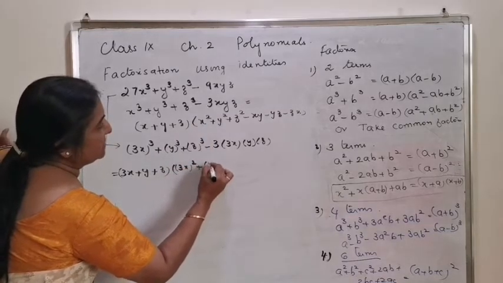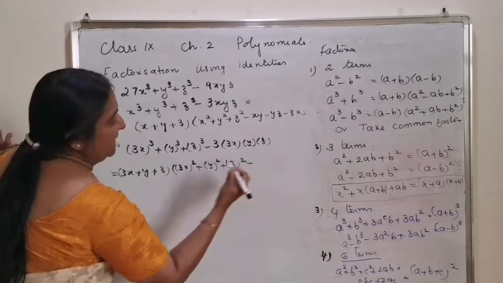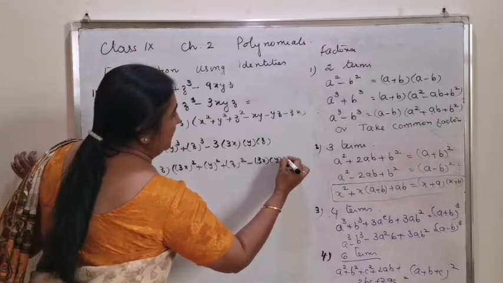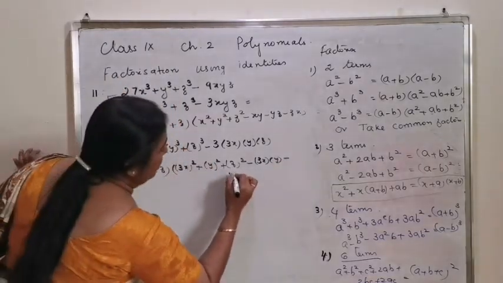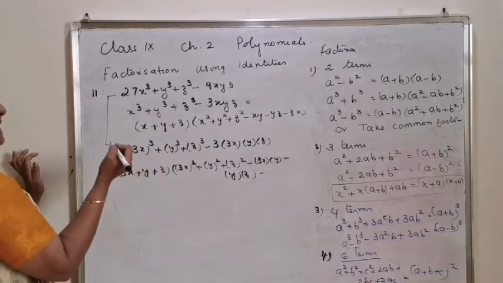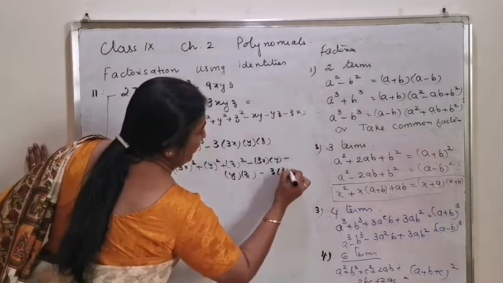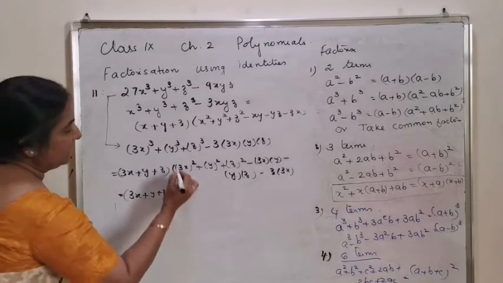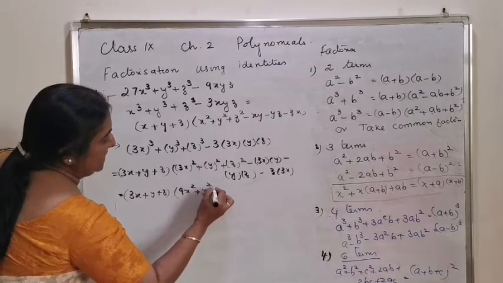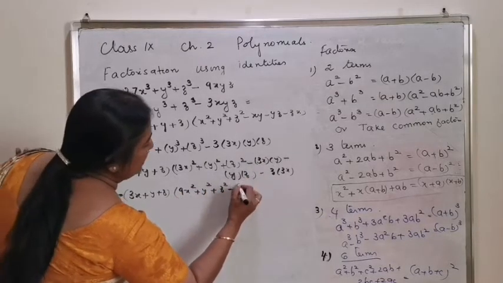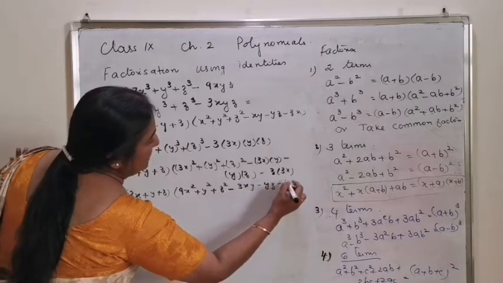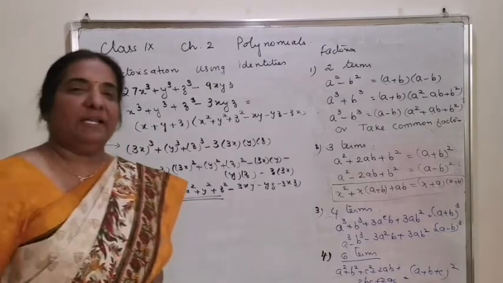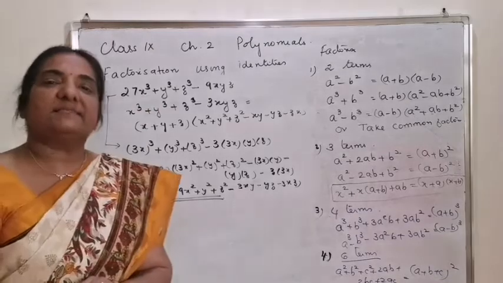plus y square plus z square minus (3x) into y minus yz minus zx. Or the final answer is 3x plus y plus z into 9x square plus y square plus z square minus 3xy minus yz minus 3xz. It's again a direct formula, only thing the x value has been taken as 3x here.